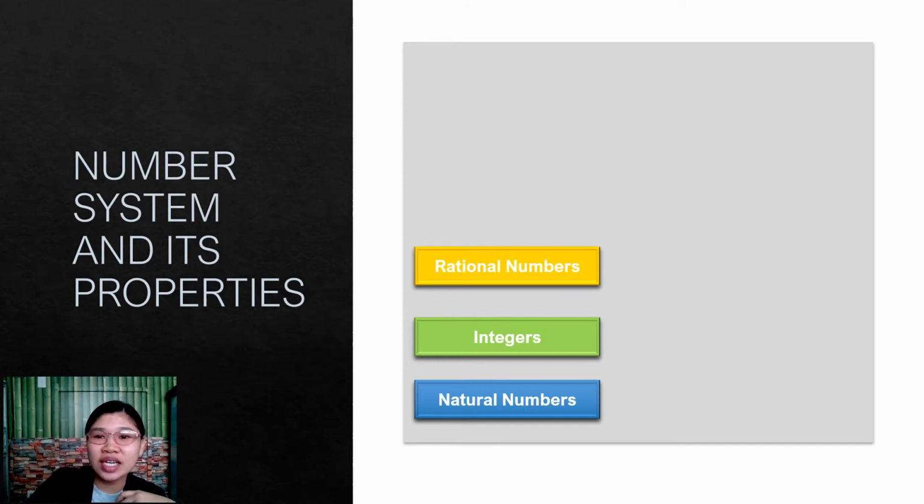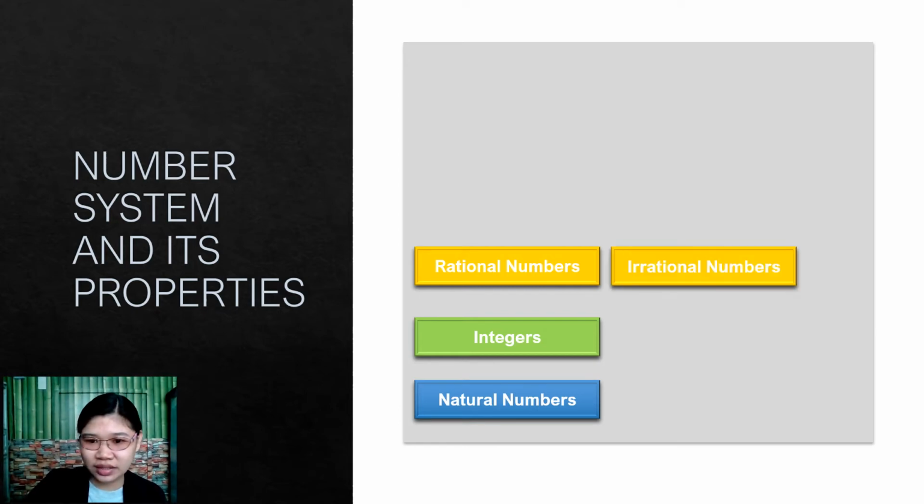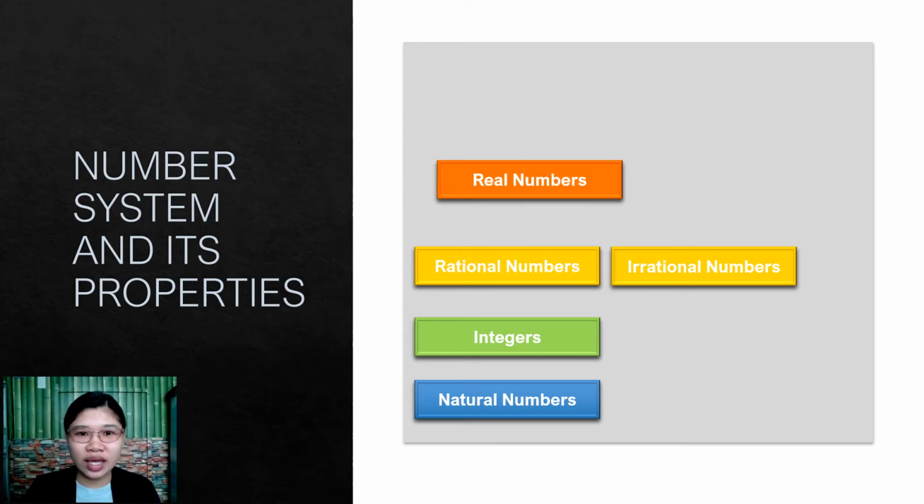This is the rational numbers. Rational numbers are those numbers which can be expressed as a ratio between two integers. You can see the pattern now, no? So again, next. What's next? Irrational numbers. If we have rational numbers, we have irrational numbers. And then we have the real numbers.